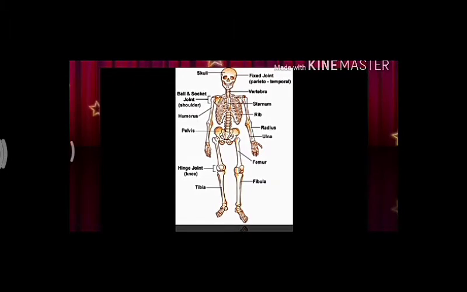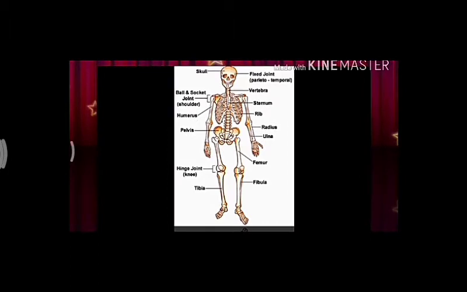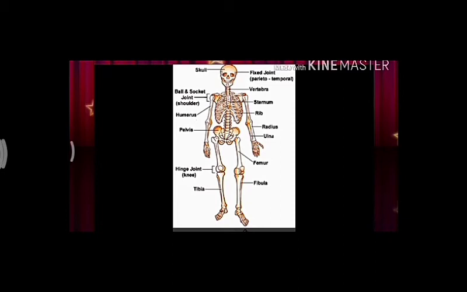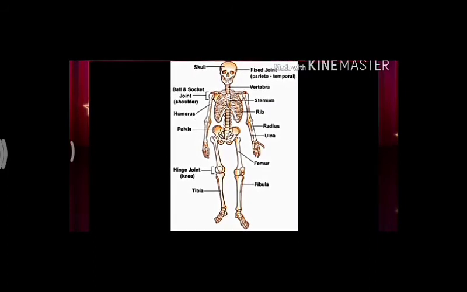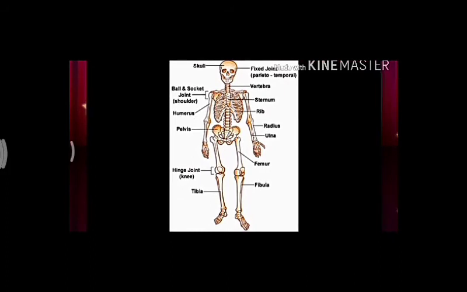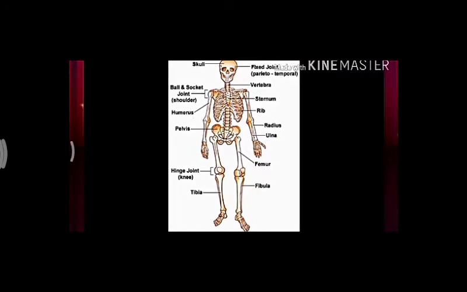The upper part of the skull is called the brain box. It is made up of 8 flat bones joined together. The rest of the skull forms the face and jaws, which is made up of 14 bones. All the bones in the skull are fixed except the lower jaw.